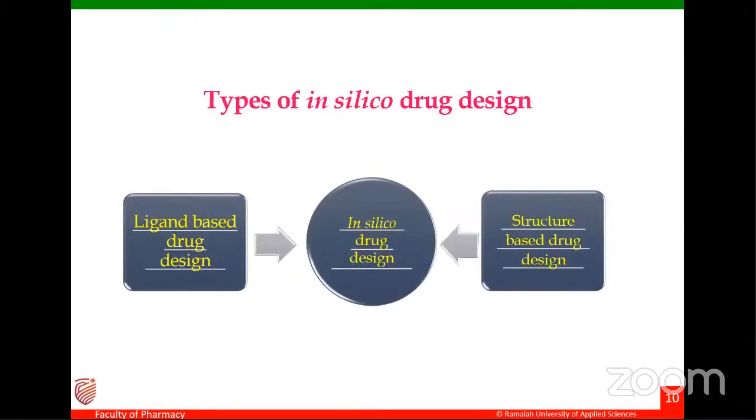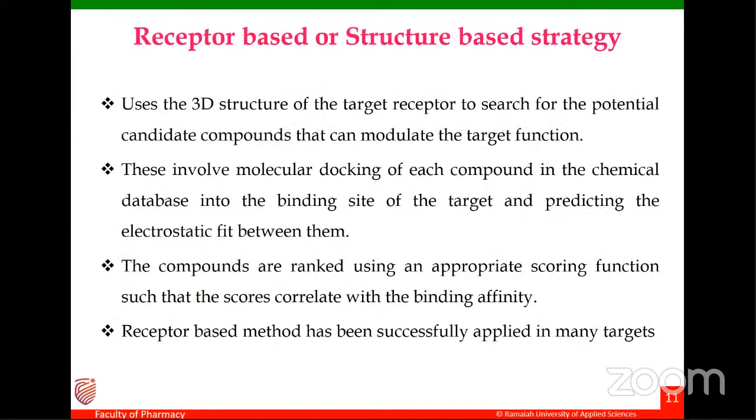So, types of in silico drug design. Here we have seen the types of docking. Now there are two types of designing. One is ligand based drug design. Another is structure based drug design. So ligand based, structure based, or receptor based.